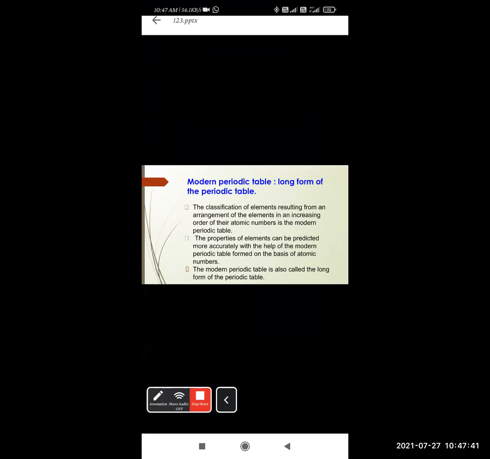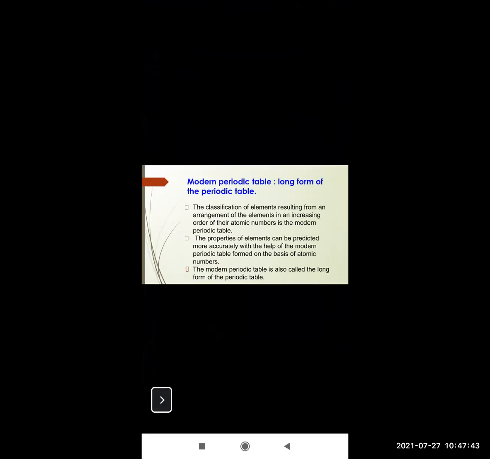The classification of elements resulting from an arrangement of the elements in an increasing order of the atomic number is the modern periodic table. As you have already seen, the modern periodic table is based on the increasing order of the atomic numbers.